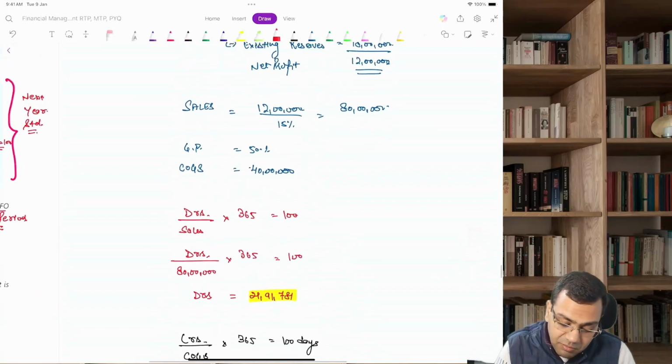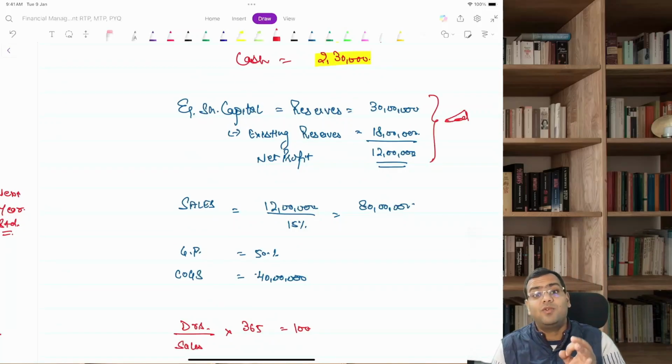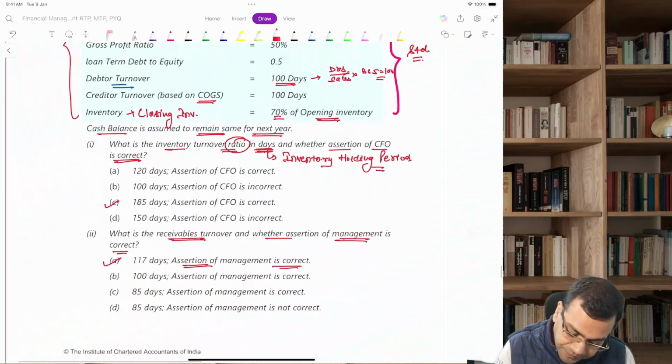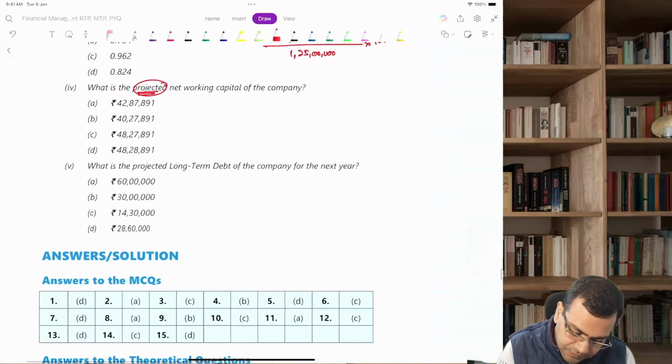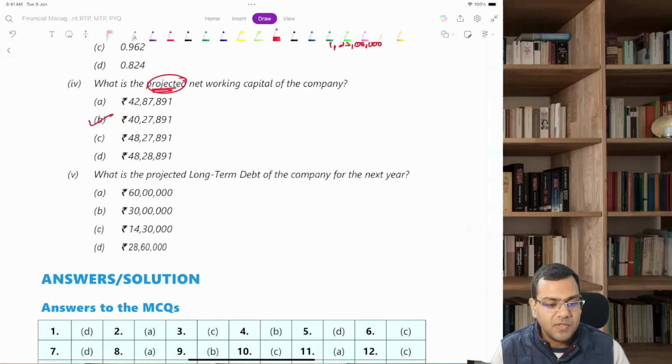Now in this part, the most important point was this one, that how to find out the sales, and for that sales we needed a profit. Let's see. 40 lakh 27,891, that is option B. Clear with this? Coming to the last part, what is the projected long-term debt for the company?